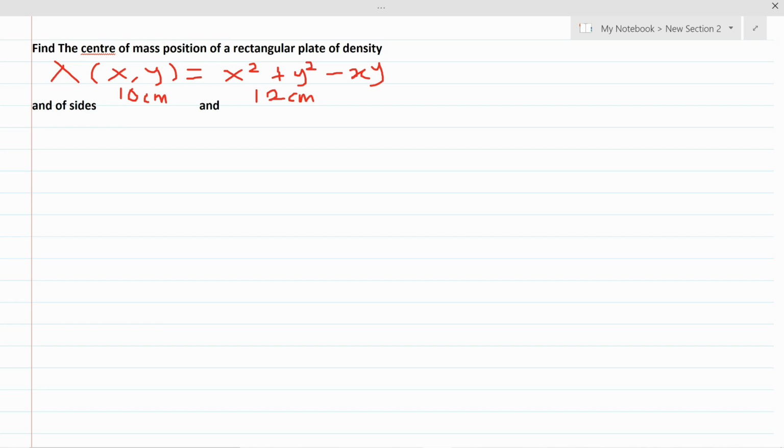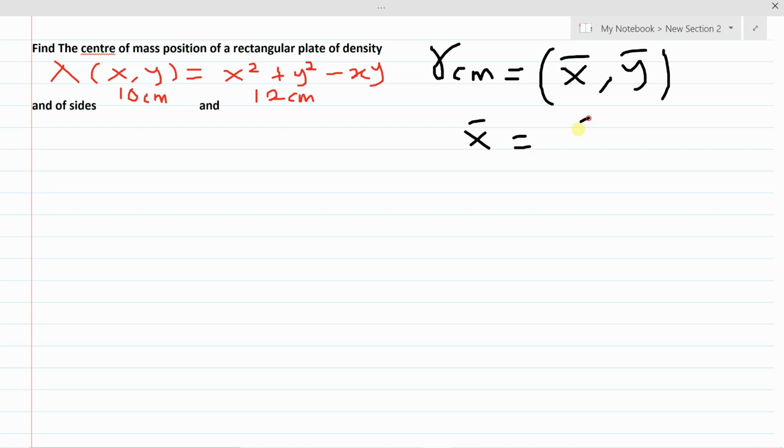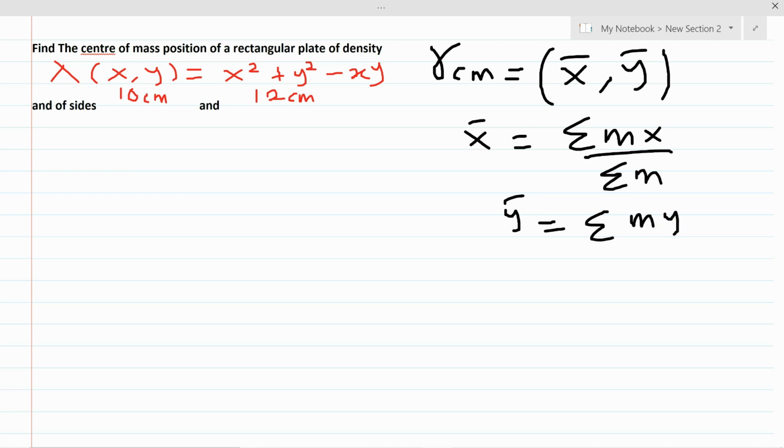What we will do is first write the center of mass formula, and that is RCM, and RCM is equal to x bar, y bar, where x bar is actually the weighted mean: summation of mass times x over summation of mass, and y bar is equal to summation of mass times y over summation of mass. This will only hold if you are dealing with discrete points.